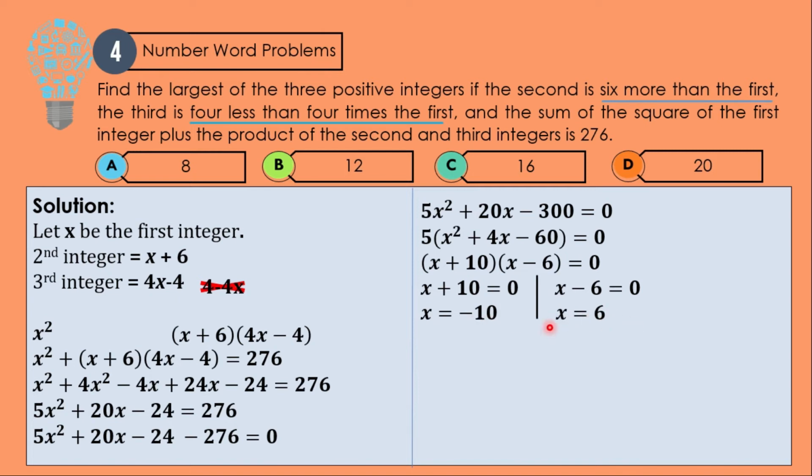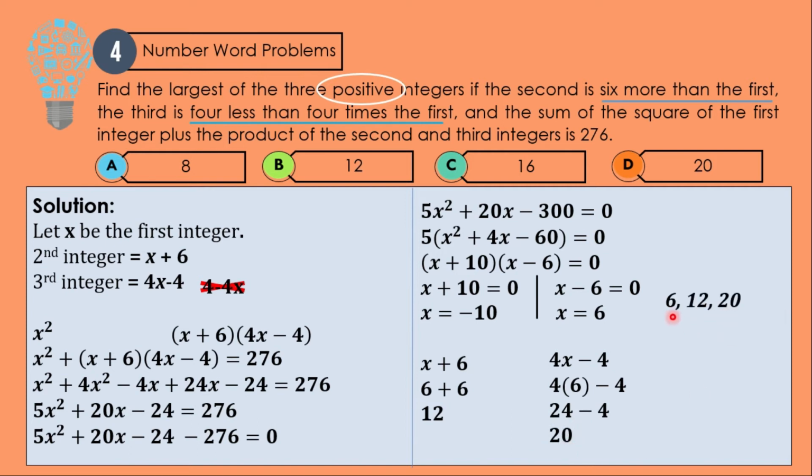But what is being asked in the problem is a positive integer, so we'll use 6. And then we can substitute 6 to the expression of the second and third integer. We have x plus 6, substitute x, we have 6 plus 6 is equivalent to 12. Then for the third integer, we have 4x minus 4. We'll have 4 times 6 minus 4, we'll have 20. So we have now the three positive integers, which is 6, 12, and 20. But we are being asked again for the largest, so our answer is 20. We have letter D.